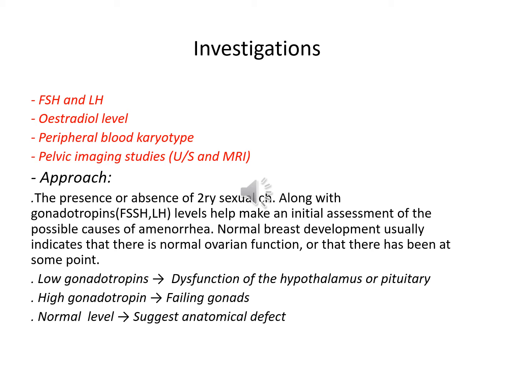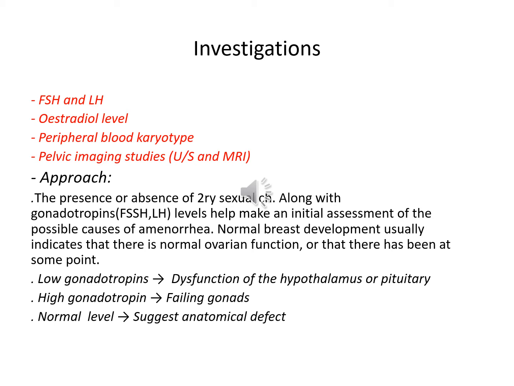But as I said, if FSH and LH are high, more than 20 to 25, this is hypergonadotrophic hypogonadism and gonadal failure. E2 will reflect the ovarian function. If FSH and LH are high, which goes with gonadal failure, we need to assess peripheral blood karyotyping to rule out certain syndromes. Pelvic imaging studies are needed in cases of syndromes and in cases of anatomical disorders.